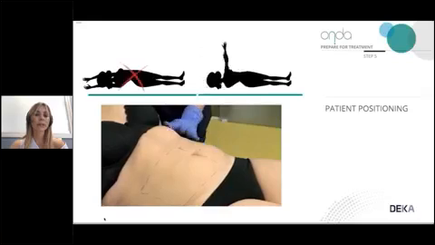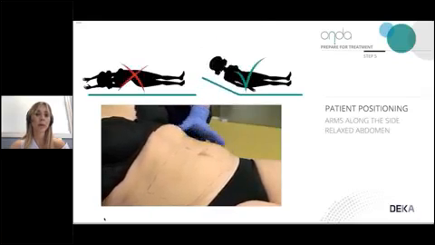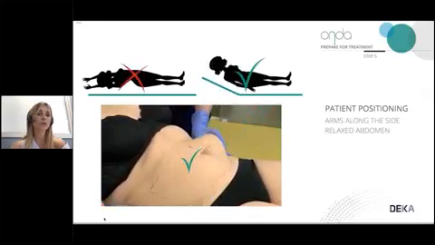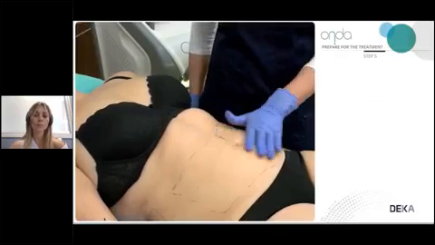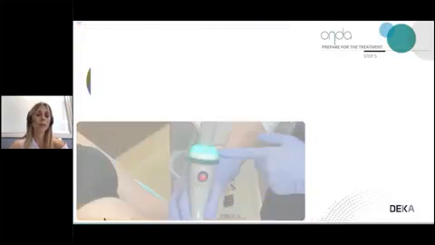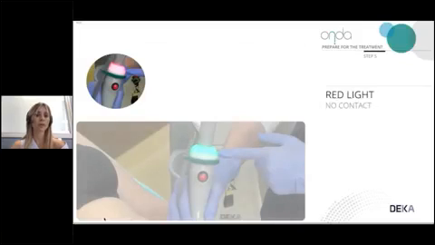Well, it's important how we position our patient. We have to not lay down completely. We have to find a sort of natural fold. We spread the oil, and we start to perform the treatment.